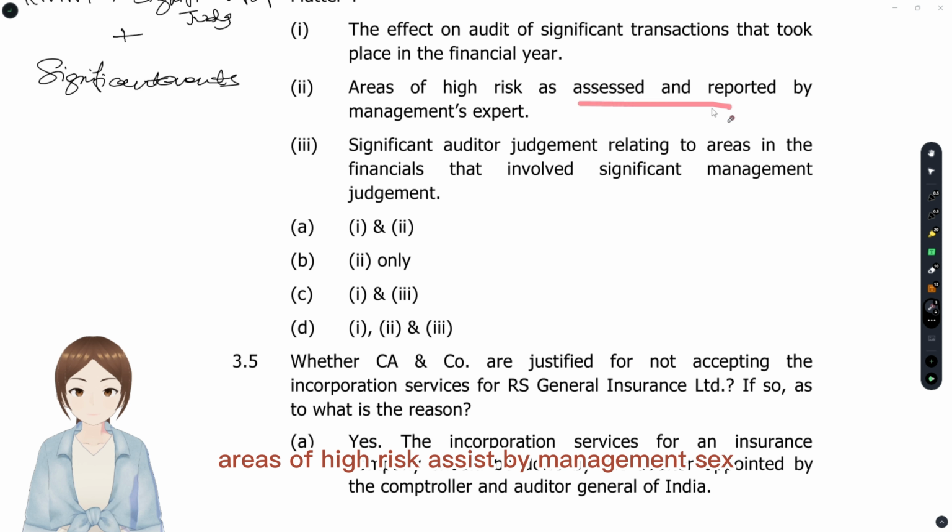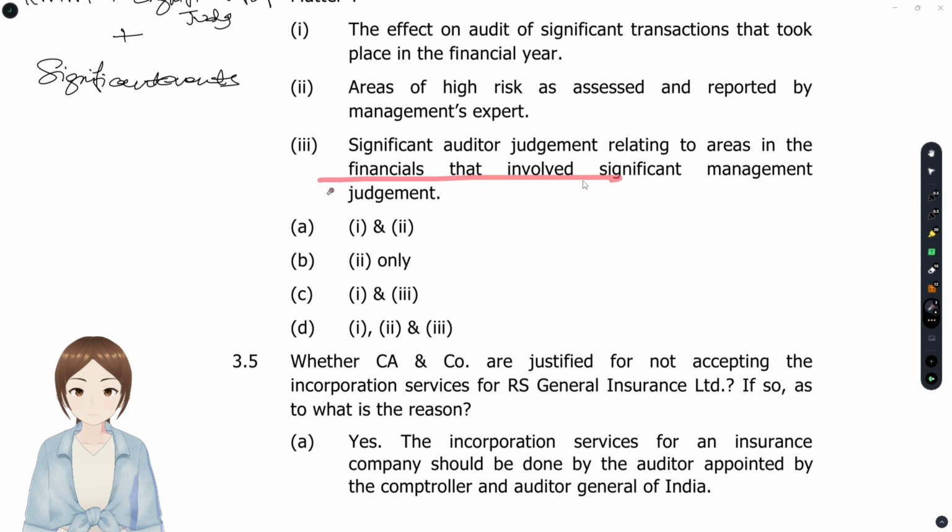Areas of high risk assessed by management's expert. No, the auditor has to do that, so not 2. And 3, auditor judgment relating to areas involving significant management judgment. All the significant audit judgment is relating to the areas. So there it includes significant auditor judgment, and that's also a key audit matter. 1 and 3 are key audit matters. So option C is the most appropriate answer.